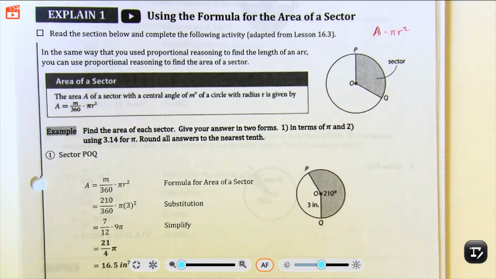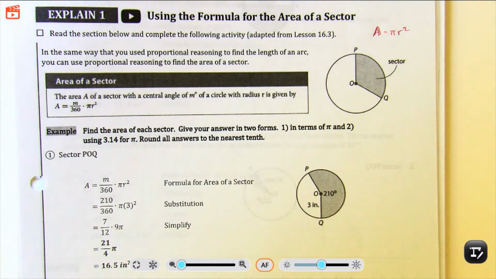Now what they want you to do in this lesson, they want you to write your answer in two forms. One in terms of pi and the second in terms of 3.14. So rounding the second one to a decimal.